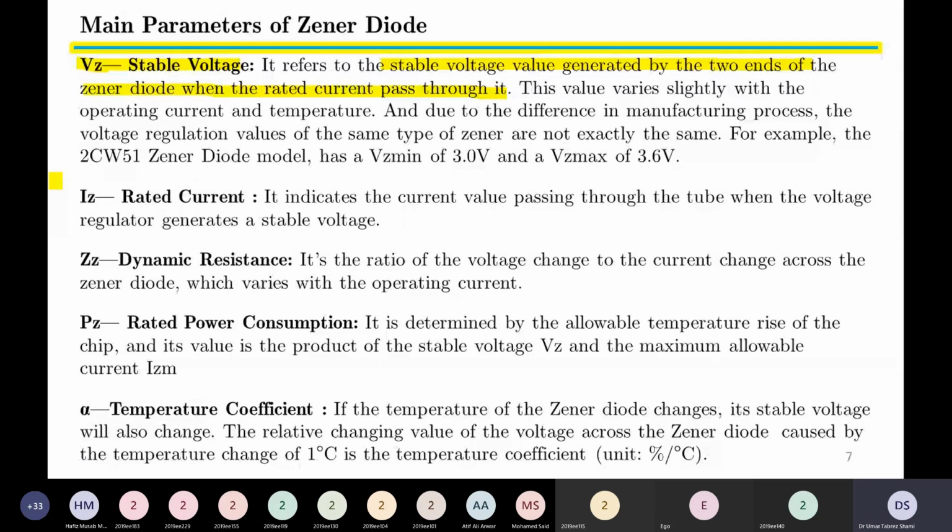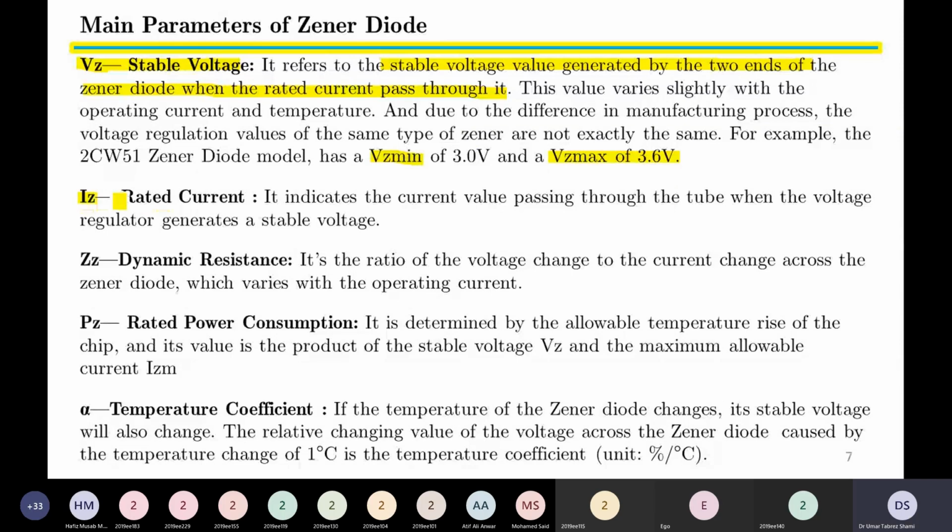For example, the model number 2CW51 Zener diode has a Vz minimum of 3 volt and a Vz maximum of 3.6 volts. So Vz is the stable output voltage, and the author says that the Zener voltage will not just produce a fixed voltage, rather it will produce a range of voltages within a certain limit, that is between Vz minimum and maximum. Next parameter is Iz.